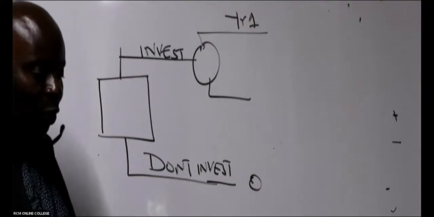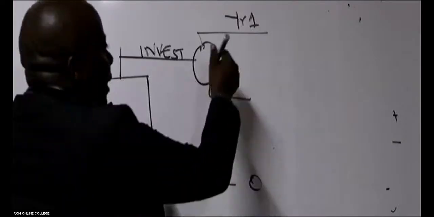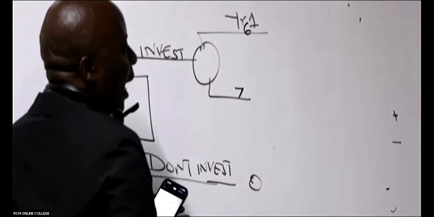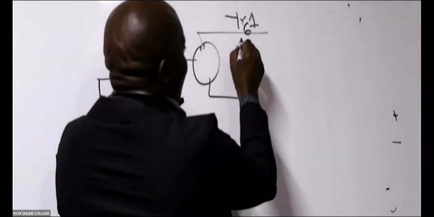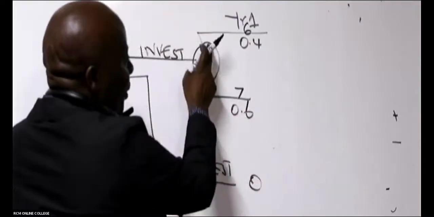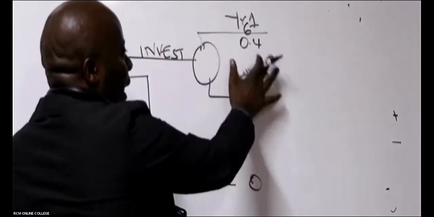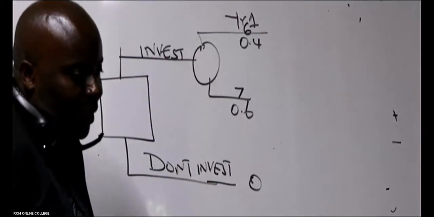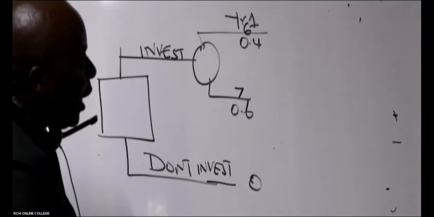So year one cash flows, we could either get 6 or what here, somebody? 7. With probabilities of 0.4, and then we have here what? 6. Remember we said a circle, we shall always have probabilistic events coming out of them. It doesn't stop there. We still have other outcomes.